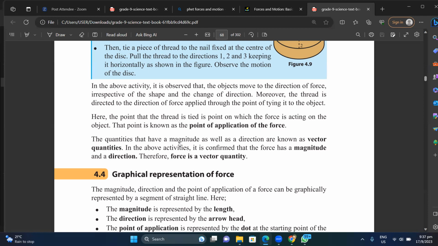Force has a magnitude as well as a direction. So therefore, it is called a vector.